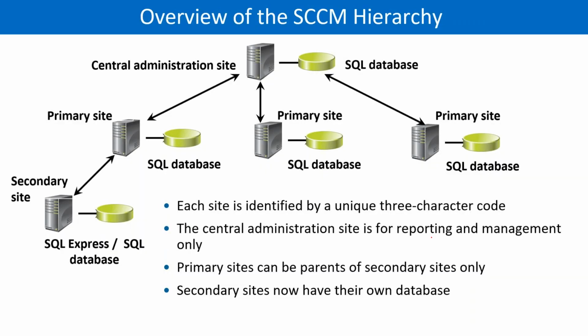Database. All the sites need a database. Your central administration site needs a database. Your primary site needs a database. Your secondary site needs a database. So how the data is traveled from downward to upward: it will always be from the secondary site to the primary site, and the primary site will replicate the data to the central administration site. Okay, clear?